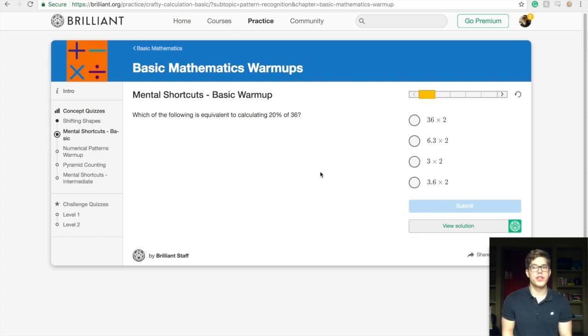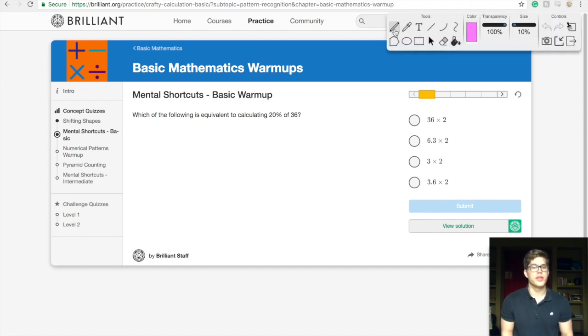We have our mossy green. Let me pull out my pen. All right. Which of the following is equivalent to calculating 20% of 36? Well, this isn't mossy green. This is bubblegum pink. Let's change it to our mossy green. All right. What is 20%?